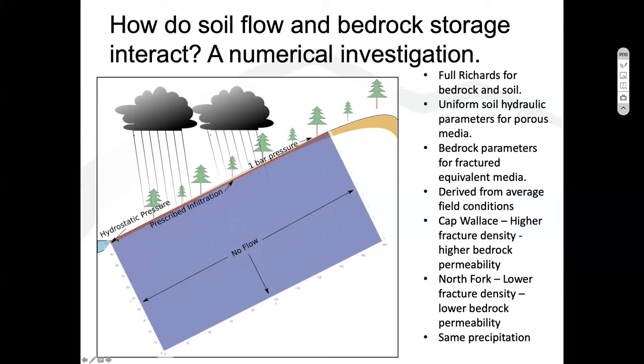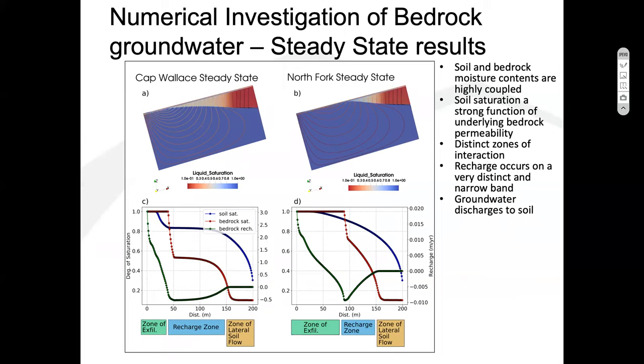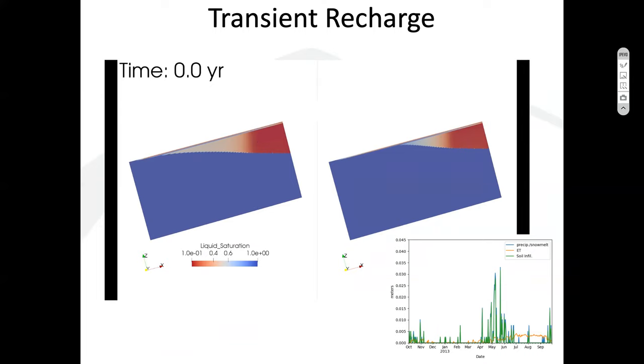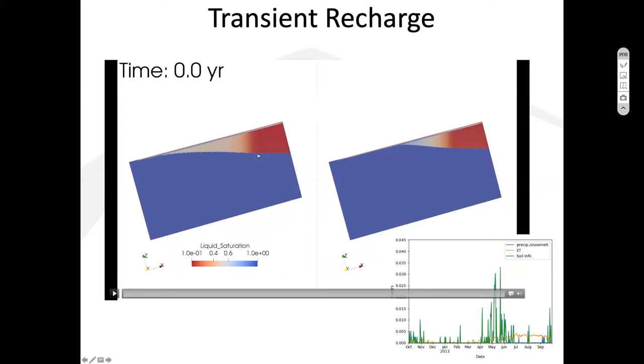There is a 2 meter soil zone and then a 100 meter deep bedrock zone. So what we're going to look at is the simulation results of the volumetric water content. Where you see blue here, it's saturated. And where you see red, the volumetric water content is very low. All right. So this shape here is the shape of the water table underneath the hill.